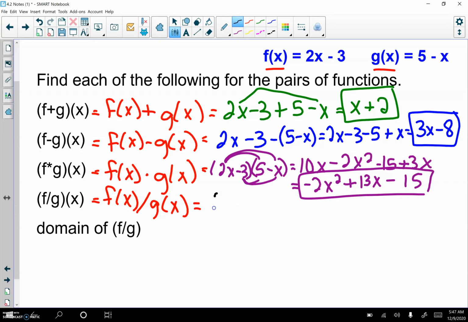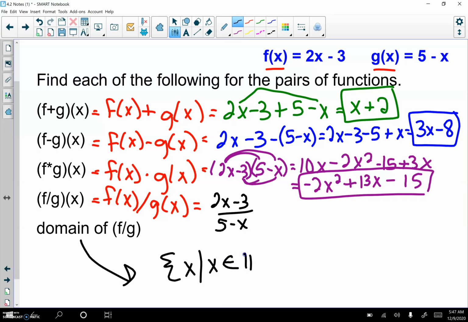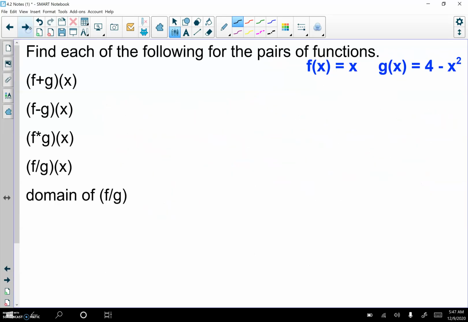And then this one is just 2x minus 3 all over 5 minus x. You can't simplify that because these are not factors. It's a binomial over a binomial. But if I'm looking at the domain on this one, it is x such that x is an element of the real numbers and x cannot equal 5. If x was 5, the denominator would be 0. That's one way to write it. And you would do the same thing on this one right here.